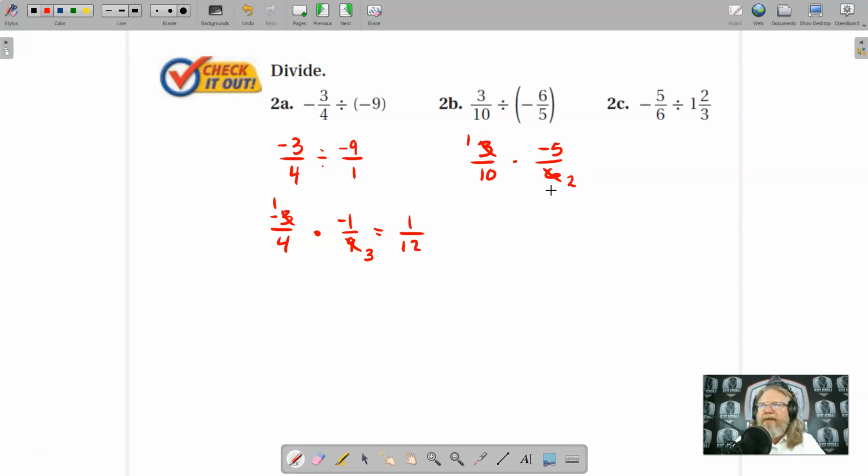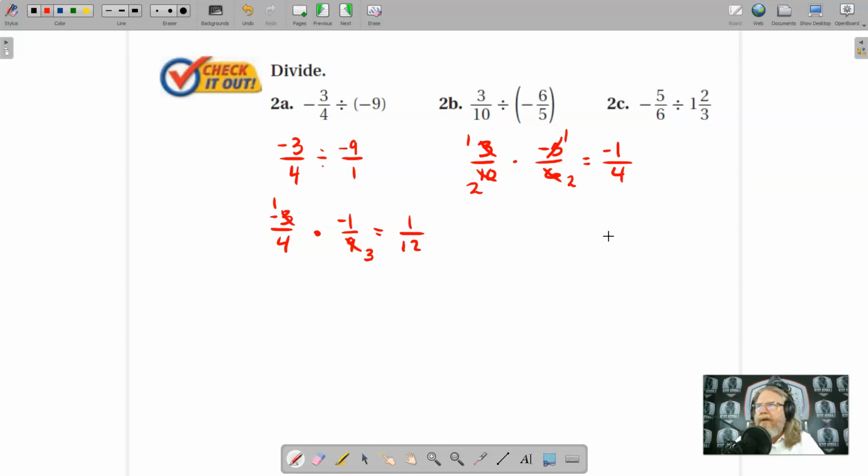5 and 10 share a common factor of 5. So let's divide 5 by 5 and we get 1, and 10 divided by 5 is 2. So now we have 1 times 1 is 1. And it is a positive times a negative, so this is a negative 1. And 2 times 2 is 4. Negative 1/4.